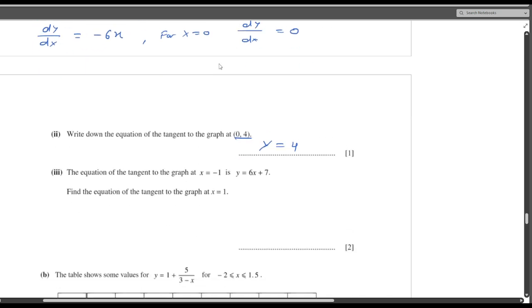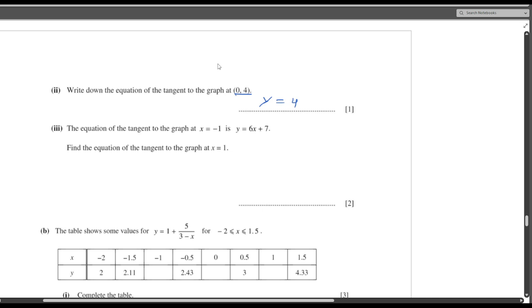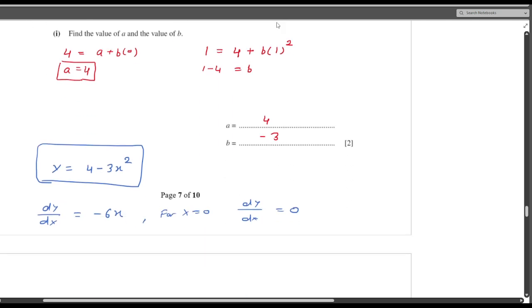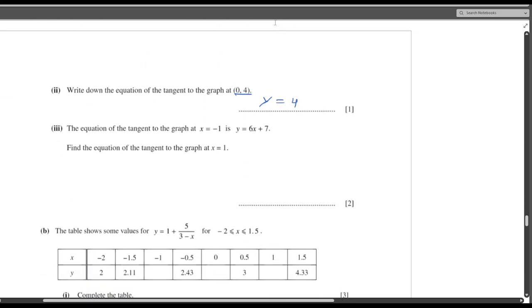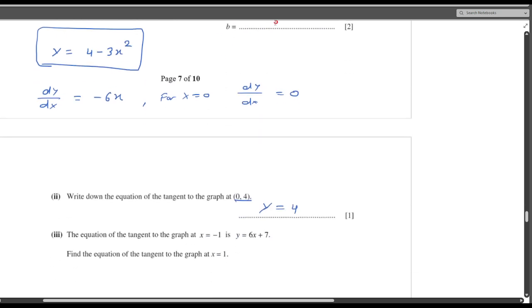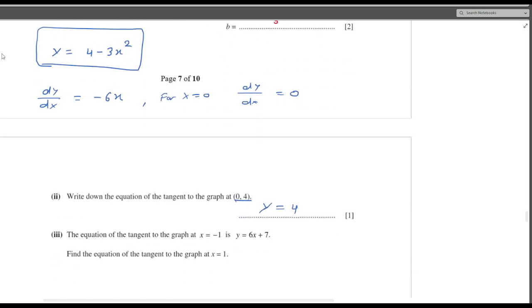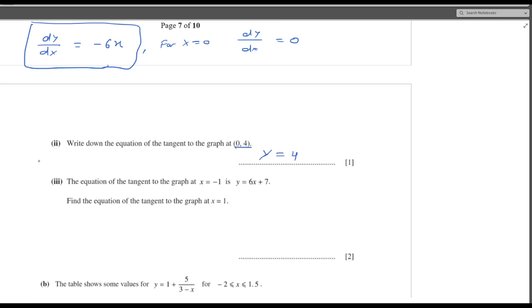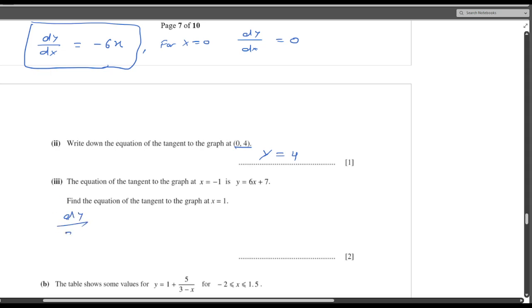Now what they want is the equation of the tangent to the graph at x is equal to 1. There are two ways to solve this. Either I use this graph, and at this point 1 I draw a tangent and figure out my slope. The other way is I already have this dy by dx. Here I simply replace x with 1, so dy by dx at x equal to 1 will be -6. So my slope m is equal to -6.